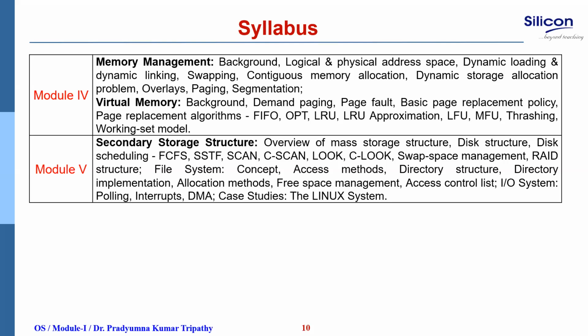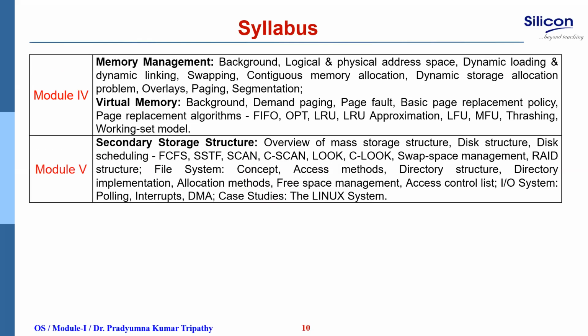The last module is secondary storage structure. Here we'll particularly read about file structure, directory structure, and disk scheduling. In a disk, how does the head actually move? There are different algorithms used. Besides that, some IO mechanisms like polling, interrupt, and DMA. The DMA concept we have read also in architecture. As I said, this subject is somehow related to our computer organization subject.